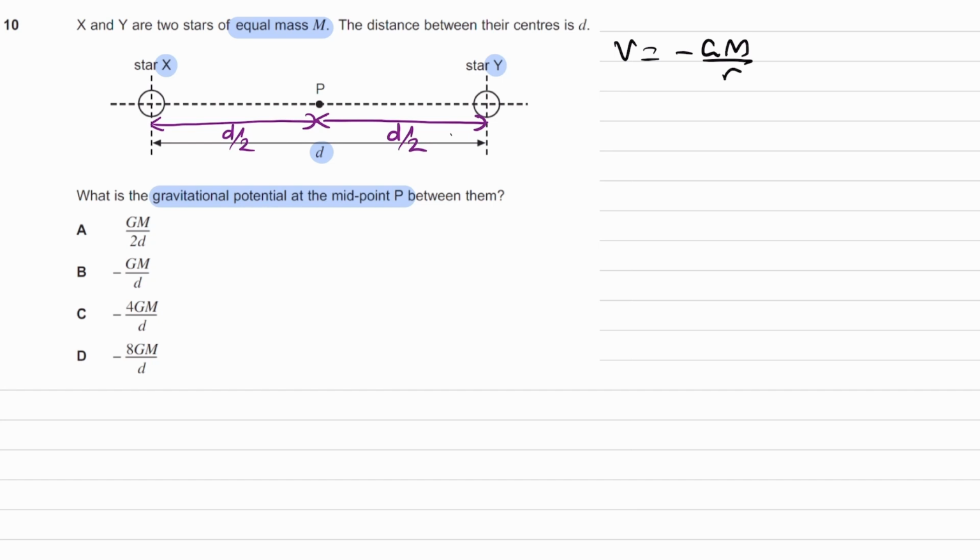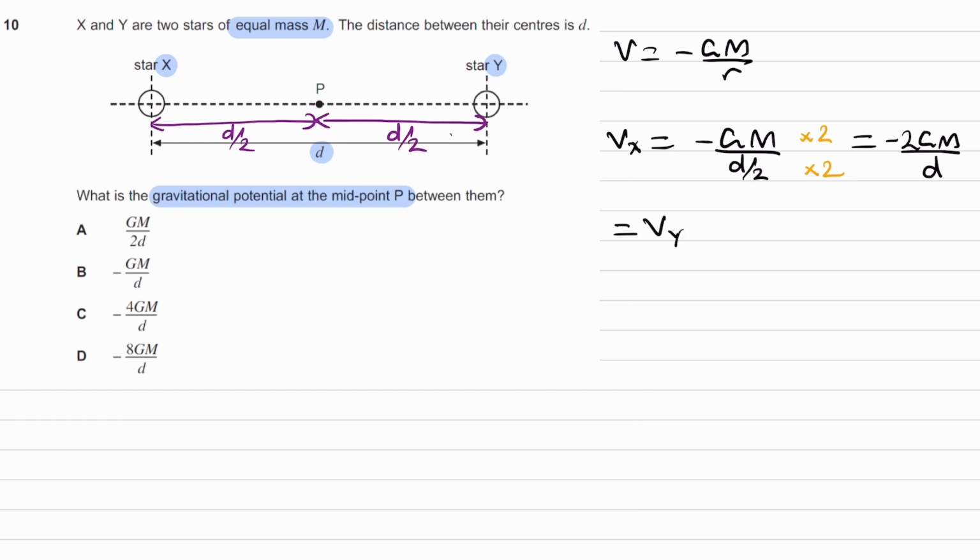That will be our answer. So, for star X, the gravitational potential would just be minus GM, the mass is capital M, divided by the distance, which would be d over 2. Times top and bottom of this fraction by 2 to get rid of the fraction within the fraction. The numerator just becomes minus 2GM, and the denominator will now be d.